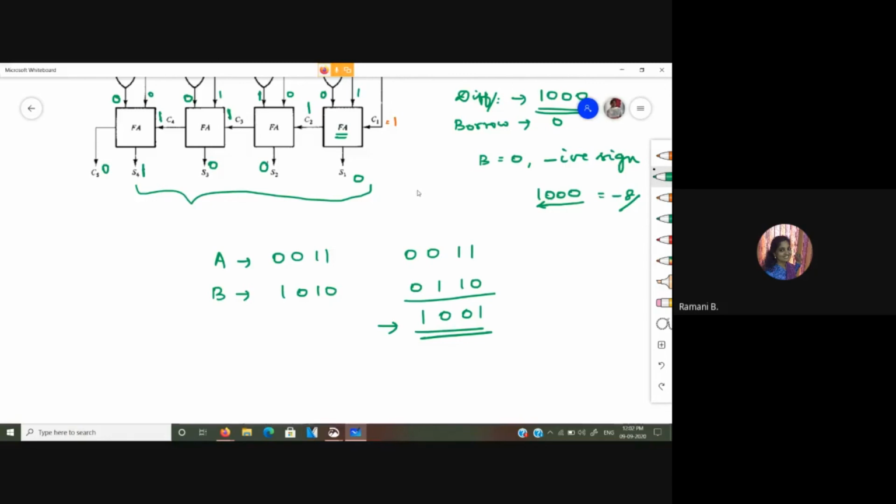So to identify that this is the correct output, you have to take the 2's complement of this again. Taking the 2's complement, you will have the answer as 0111, which is nothing but minus 7. Well, this is 3 and this is 10, so your answer is expected to be minus 7. So you should be able to identify that while doing the experiment in lab.